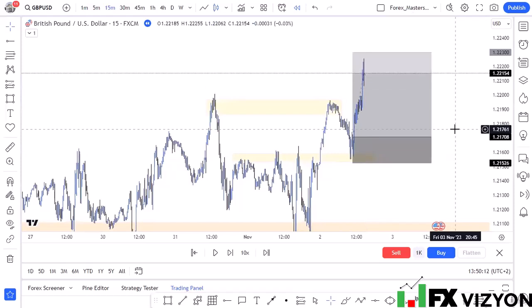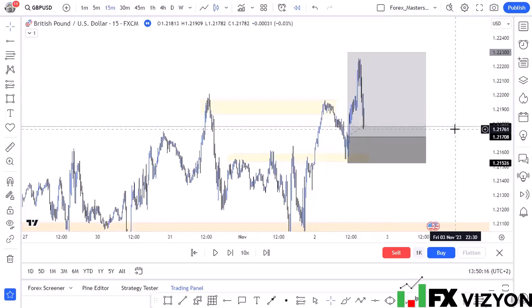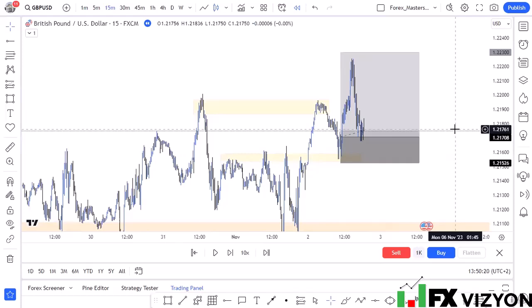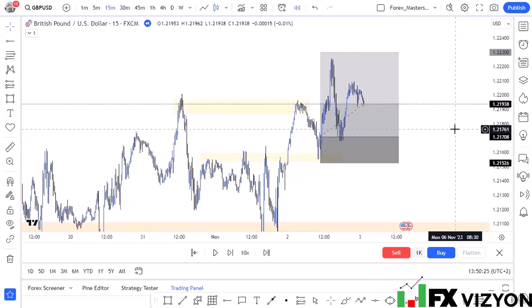And if it works out, well and good. But if it fails, it's okay. All right, so let's see how the market then works. So we have another pullback right there. Price begins to pull back. And then from there, what happens? Let's see what the market does.